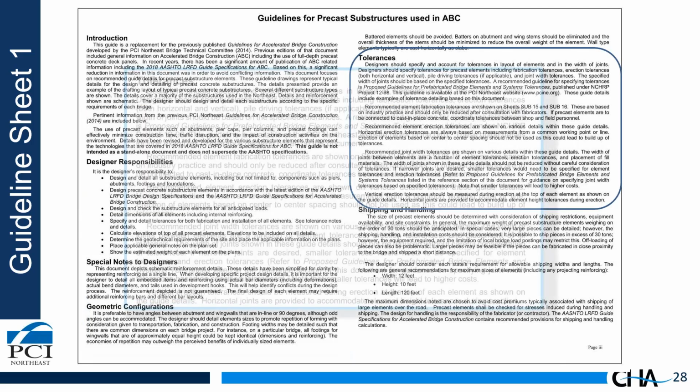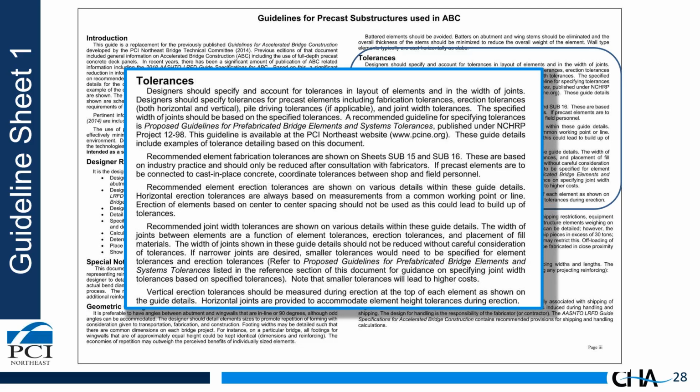Tolerances are so important in precast, especially in substructures. NCHRP had a project 12-98 that produced a document entitled Proposed Guidelines for Prefabricated Bridge Elements and Systems Tolerances. We recommend the use of that document, which is available for free through NCHRP. The details in this guideline we're going to go through today include tolerance notes and tolerance details based on that document.